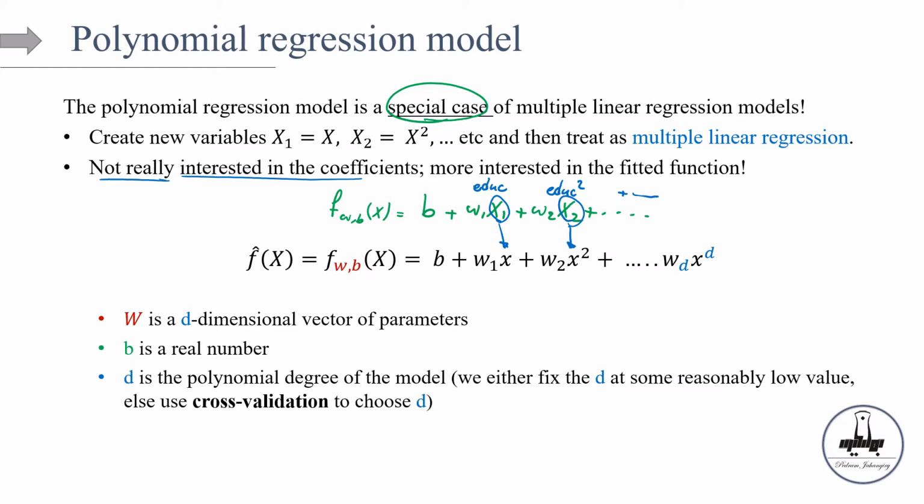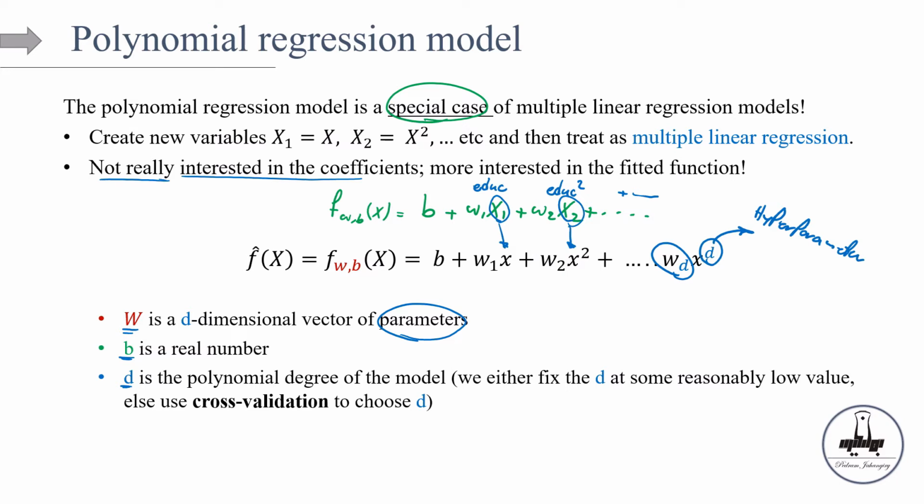Let's see what the variables are here. W is our d-dimensional vector of parameters, so we are going to have d parameters, W1, W2, up until WD. And B is our bias term, which is a real number. And D here is a new thing. We didn't see D in our linear regression model, and that's what we call a hyperparameter. So this model is going to have both parameters, the W's and B, and a hyperparameter.